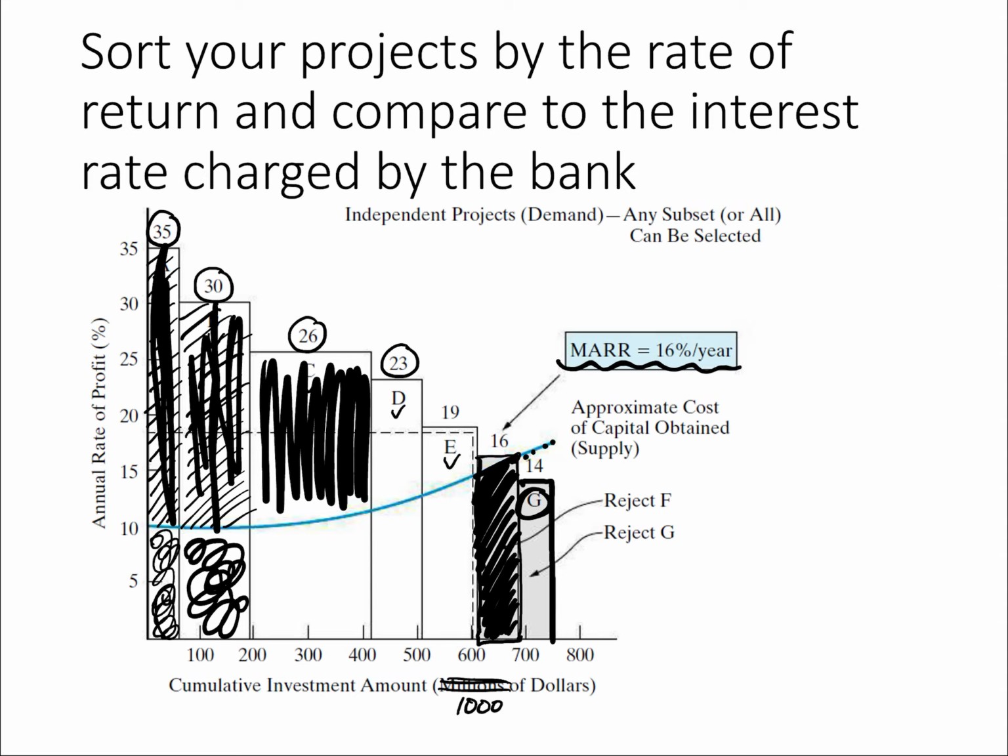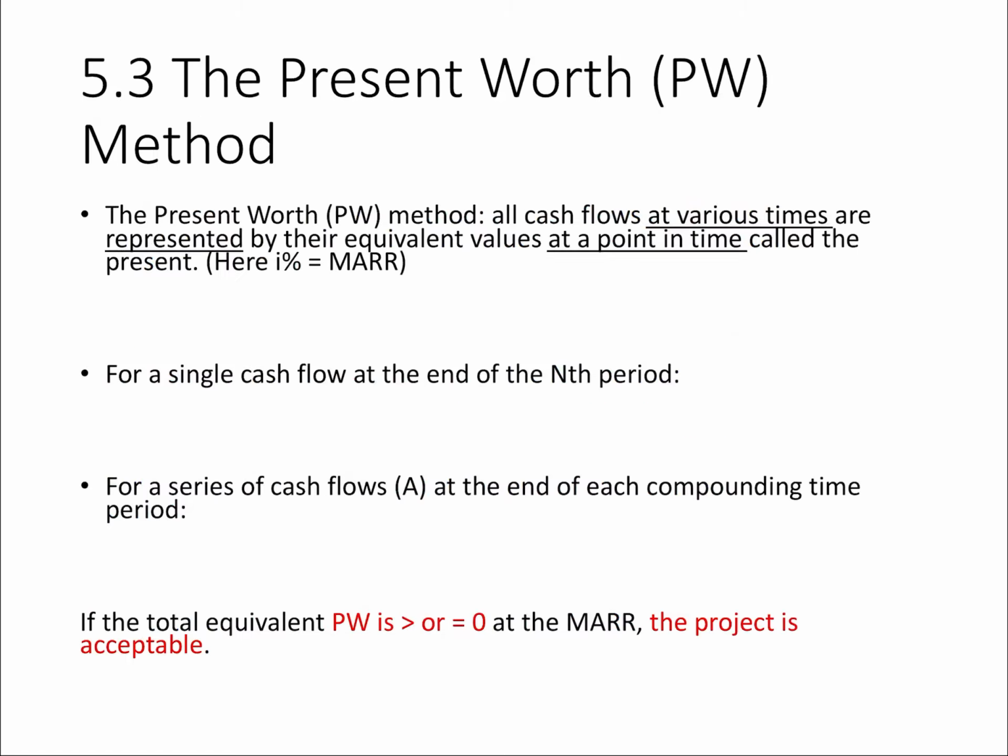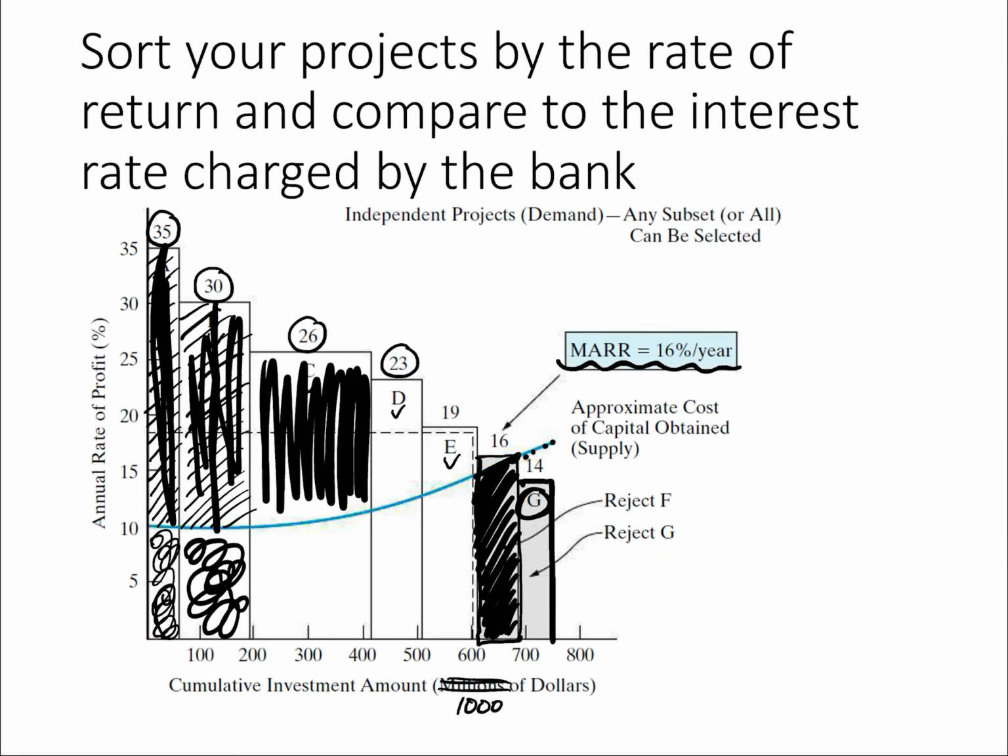So this is another way to decide your minimum attractive rate of return. Your minimum attractive rate of return is the level of interest rate where the project can recover the cost. Based on this chart, we determine that 16% per year is going to be that rate of return. This is just one of the many ways you can determine your MARR.